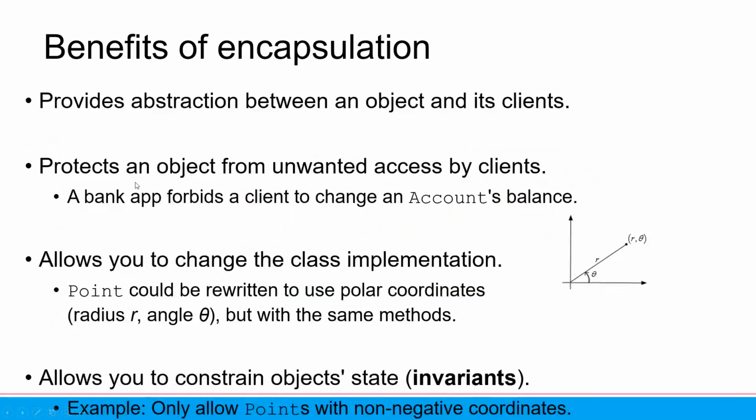So what is the benefit of this encapsulation? It provides abstraction between objects and their clients, and it protects the object from unwanted access by the client. For example, if you make a bank program, of course you will not permit the client to change the account balance. You can let them see the account balance, but you need to forbid the client to change it. You cannot modify.